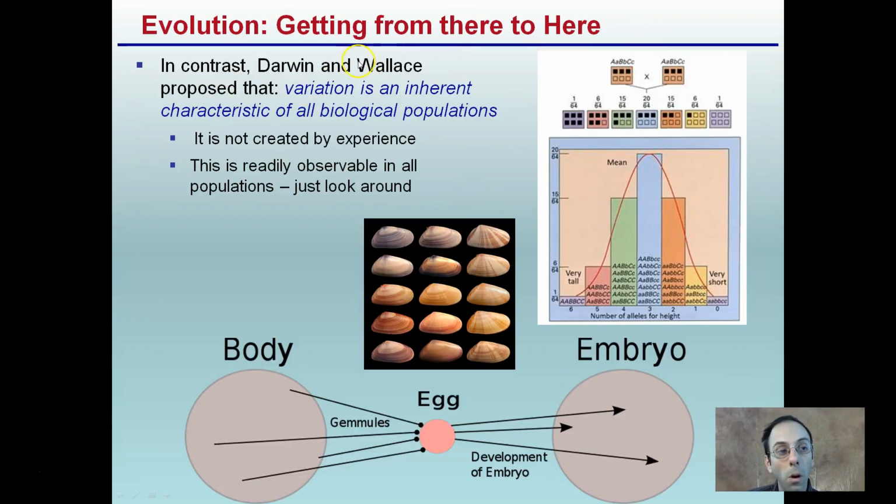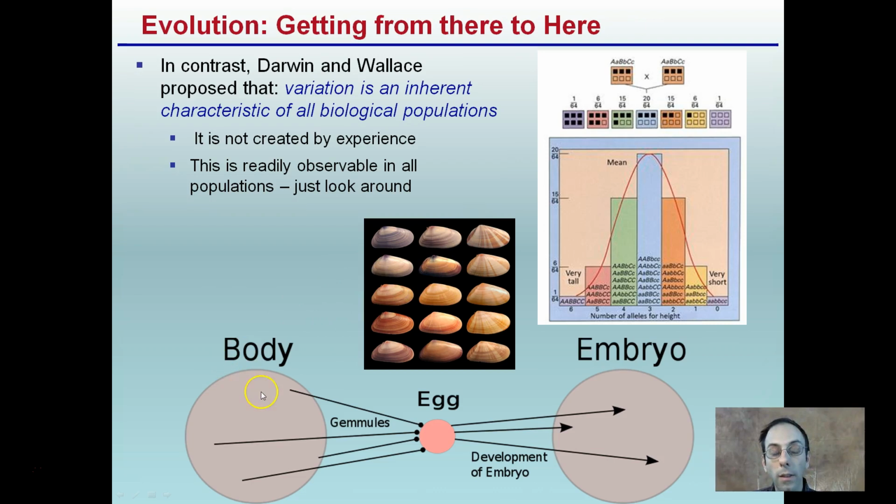So in contrast, Darwin and Wallace proposed variation is an inherited characteristic of all biological populations. So it's not created by an experience. It's readily observed in all populations. Again, just look around at the variants that we have. I put the example here of some shells. We see some different patterns, some different colorations.